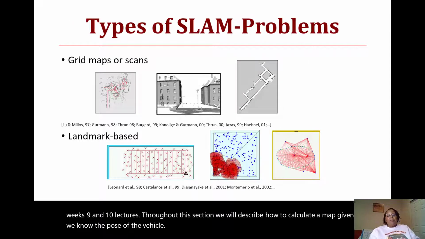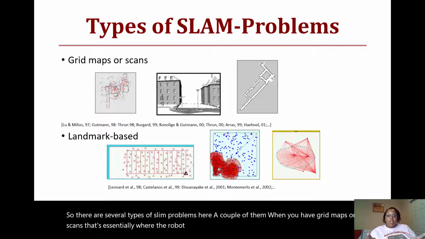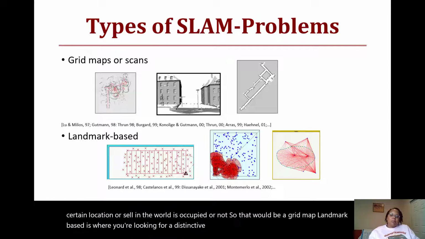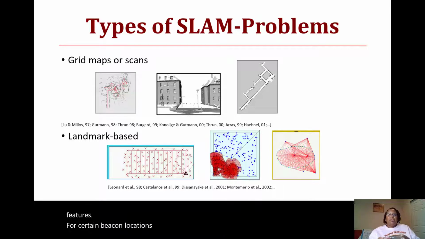So there are several types of SLAM problems. Here are a couple of them. When you have grid maps or scans, that's essentially where the robot is traversing the world and determining whether a certain location or cell in the world is occupied or not. So that would be a grid map. Landmark based is where you're looking for distinctive features or characteristics about the world, and you're using that in order to build the map. So you may have some information about certain features or certain beacon locations, etc. But it's more than just, are things occupied or not?